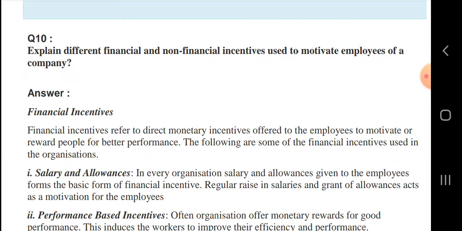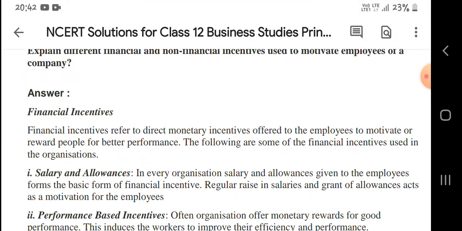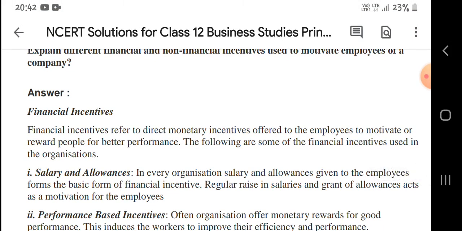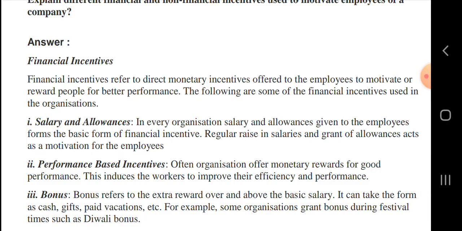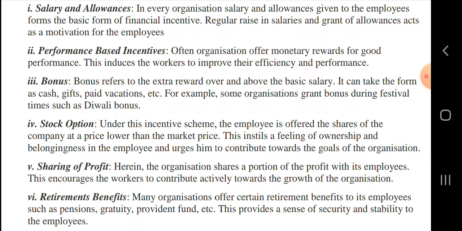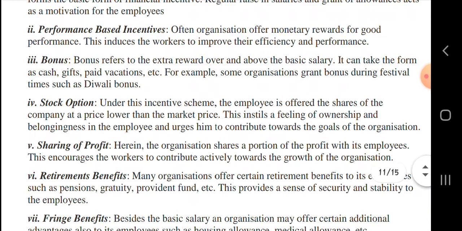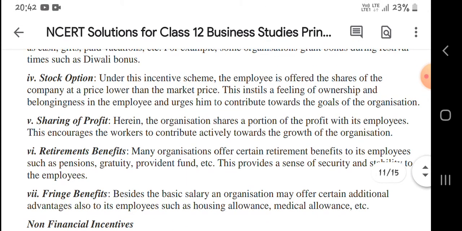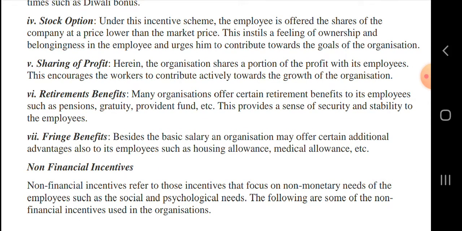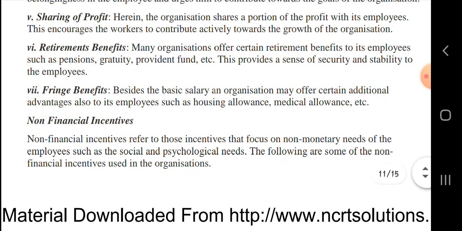Next, let us know about financial and non-financial incentives used to motivate employees of a company. Financial incentives: salary and allowance. In every organization, salary and allowance given to the employees form the basic form of financial incentives, and performance-based incentives. Often an organization offers monetary rewards for good performance, and bonus. Bonus refers to extra money or extra salary, and stock options. Under this incentive scheme, the employee is offered shares of the company at a price lower than the market price, and sharing of profit. They may share the profits, like money will be given. And retirement benefits: after retirement, they will be given money, and fringe benefits. There may be salary and other things given.